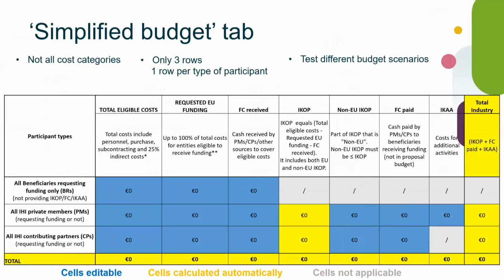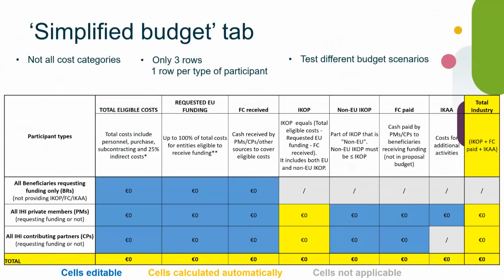The ones in yellow are calculated automatically. So you see that ICOP, for instance, is calculated automatically. And the cells in gray are not applicable. So for instance, you see that ICOP is not applicable for a beneficiary requesting funding only, obviously, because that beneficiary is by default not a private member and not a contributing partner, so it does not qualify for providing ICOP. So the idea here is really optional.